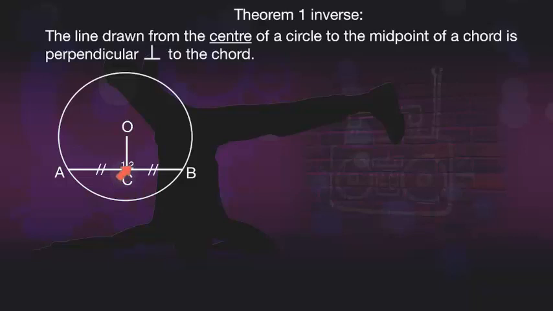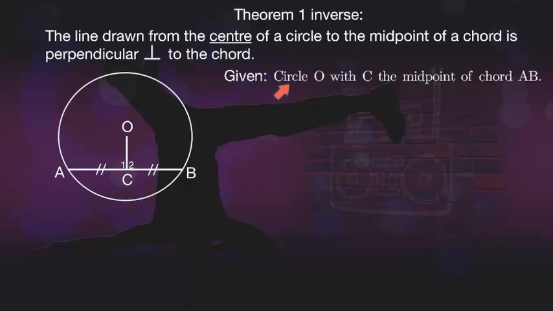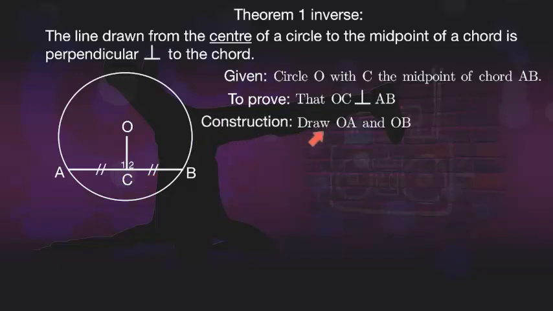Now let's go and prove that. Well, we first write given, circle O with C, the midpoint of chord AB. So C is the midpoint of AB because, as I said earlier, AC is the same length as BC. Then we write to prove, we want to prove that OC is perpendicular to AB. We want to show that this line is perpendicular to this chord. In other words, C1 is 90 as well as C2 is 90 degrees. Then we're going to make a construction. So we're going to draw OA, there it is, and OB, there it is. And then we start our proof.